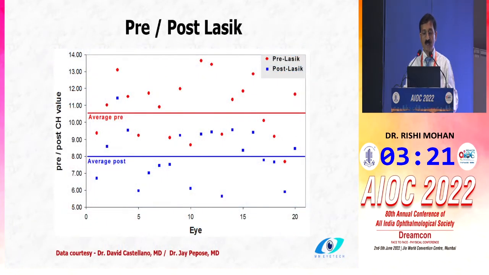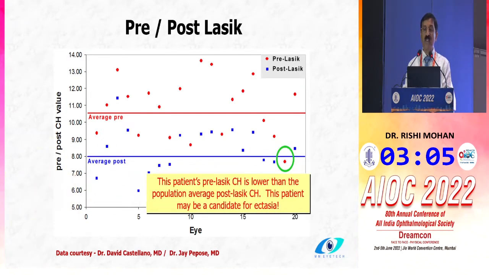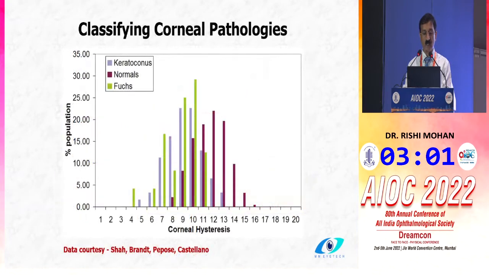safely. So the pre and post LASIK, if you look at the hysteresis values, you'll find that the average pre-LASIK population has a higher hysteresis than the post LASIK population because of the thinning that has been produced. But they may be the outlier, and that's the patient that you need to look out for because he's the one who's prone to develop ectasia.